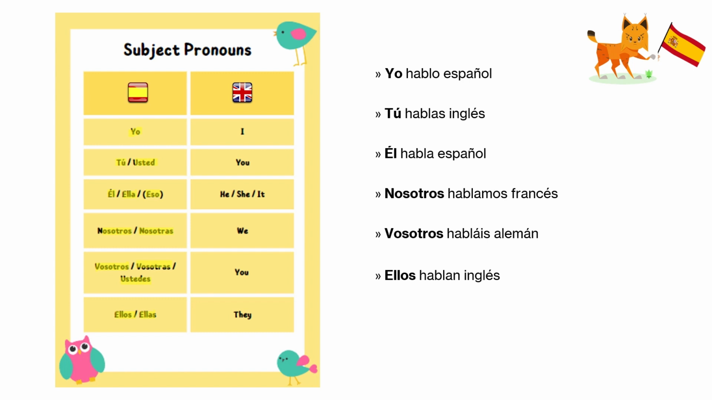Then vosotros habláis alemán. You speak German. Again, the same happens, okay? If there is only one male in the group, we already use vosotros instead of vosotras, okay? If there are all females, we would use vosotras.